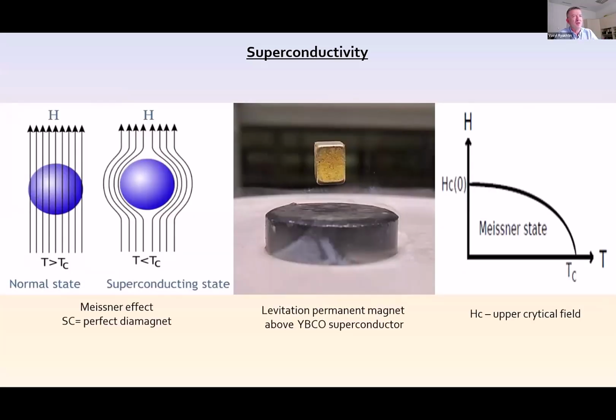If we are talking about simple superconductors, there is the well-known Meissner effect: a superconductor in the superconducting state doesn't like magnetism, so it is expelled. For example, you can use it for levitation of magnets.